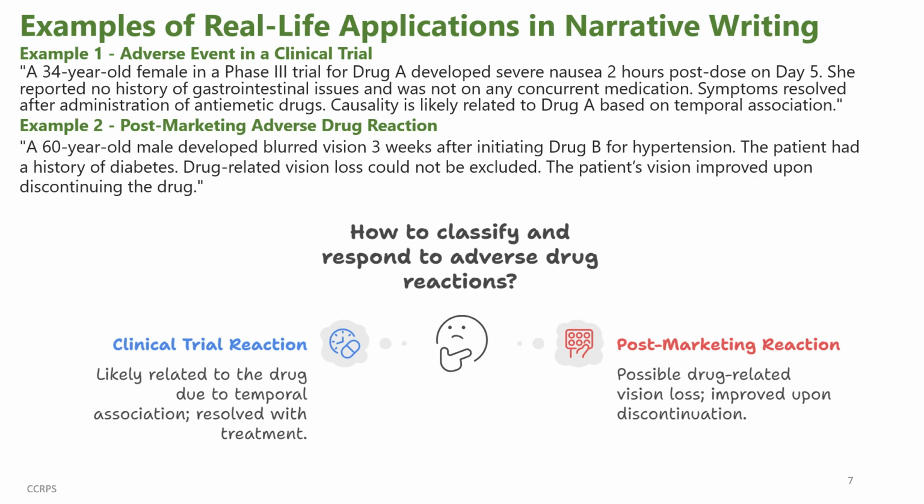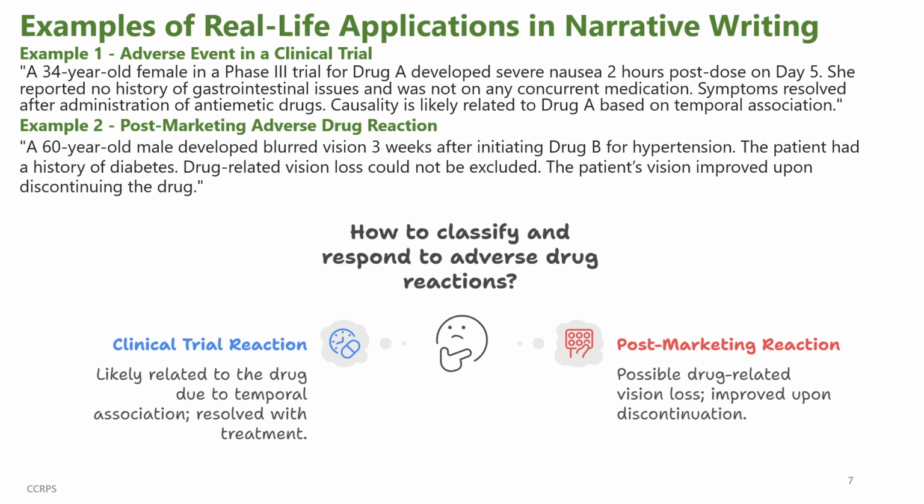Some examples of real-life applications in narrative writing. Example 1. An adverse event in a clinical trial case. A 34-year-old female in phase 3 trial for drug A developed severe nausea 2 hours post-dose on day 5. She reported no history of gastrointestinal issues and was not on any concurrent medication. Symptoms resolved after administration of antiemetic drugs. Causality is likely related to drug A based on temporal association.